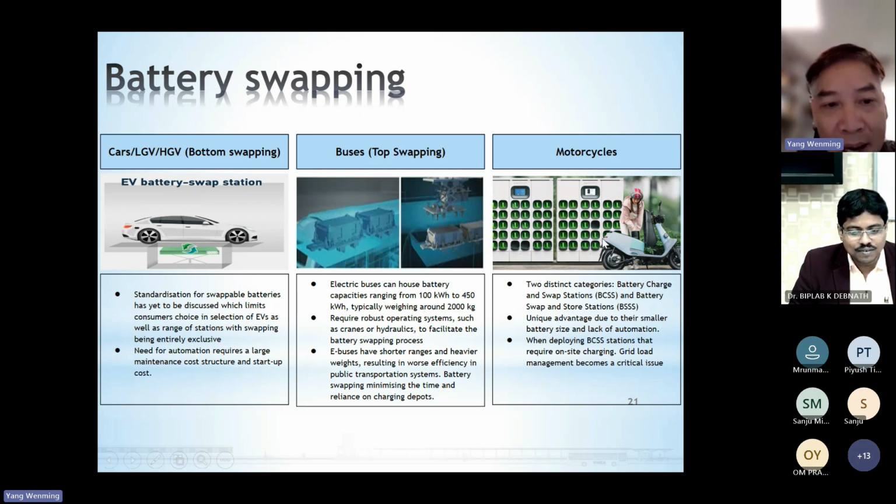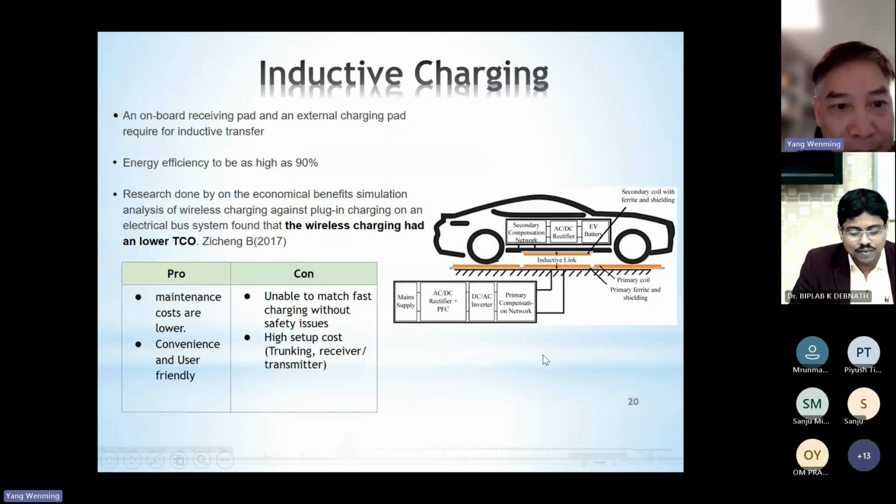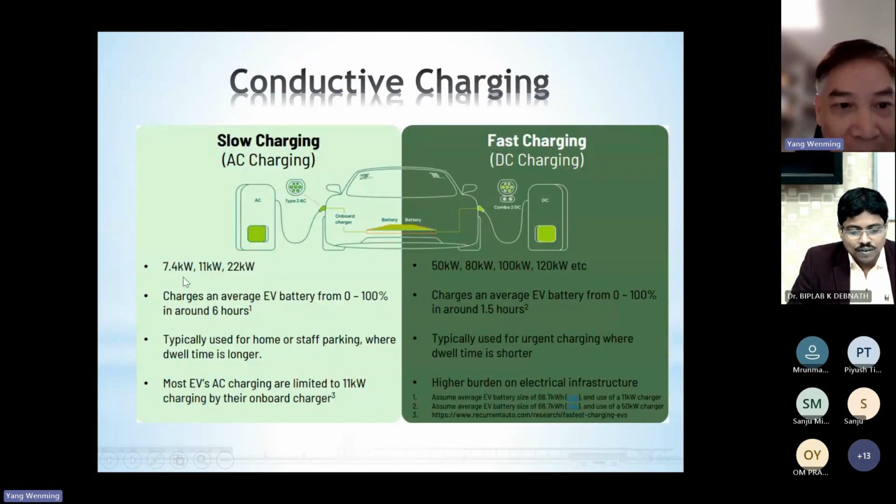For example, here we can see we have 7.4 kilowatts, 11 kilowatts, and 22 kilowatts. For motorcycle applications, the charging power may be even lower than this. So there should be different charging circuits.